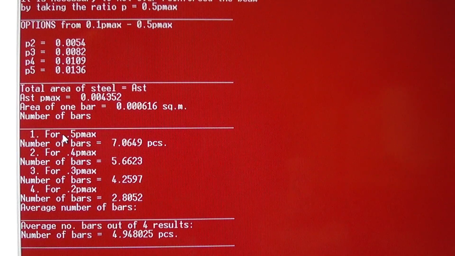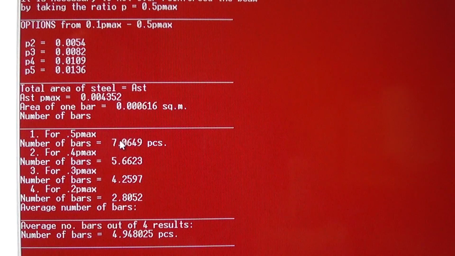And now for 0.5 P max, the result of the design is 7.069. It's more than 7 pieces. I just neglect this after the decimal point here, it is too small. I consider 7 pieces of 28mm diameter bar, both top and bottom bars. And for 0.4 P max, that's why I break this down, so you can look at how many bars of your choice.